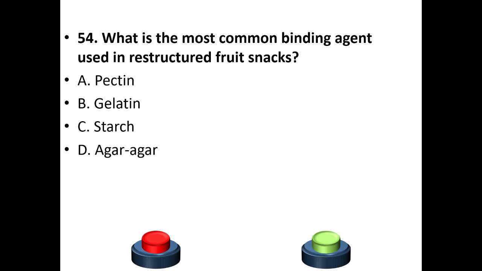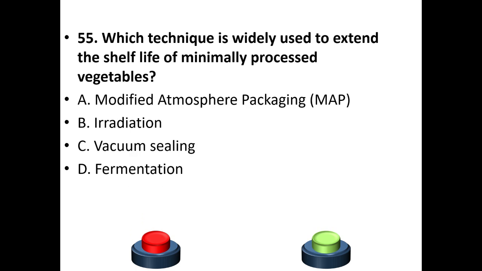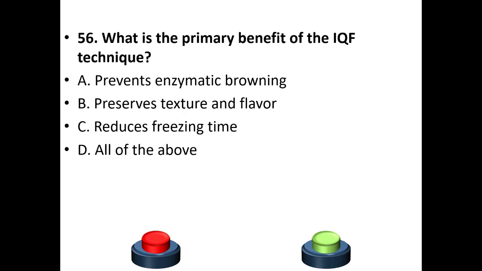54. What is the most common binding agent used in restructured fruit snacks? Pectin, gelatin, starch, agar-agar. Your answer is option A, pectin. 55. Which technique is widely used to extend the shelf life of minimally processed vegetables? MAP, irradiation, vacuum sealing, fermentation. Your answer is option A, MAP.